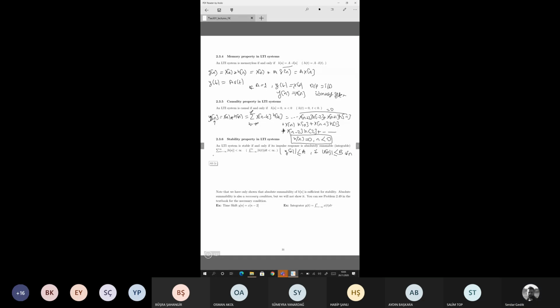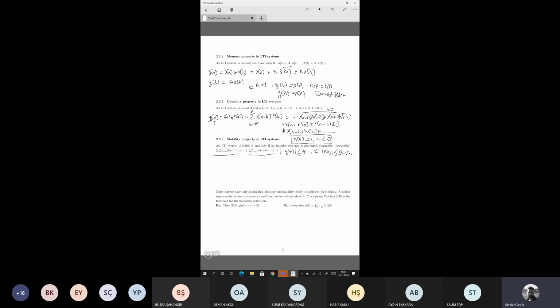If h[n] is absolutely summable, meaning you take the absolute value of all the samples of h[n] and sum them, and it is a finite number, then your discrete-time LTI system is stable. And this is the case for the continuous case: if you have an absolutely integrable impulse response, then again the system is stable and LTI.